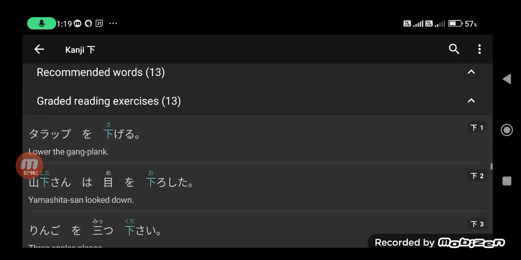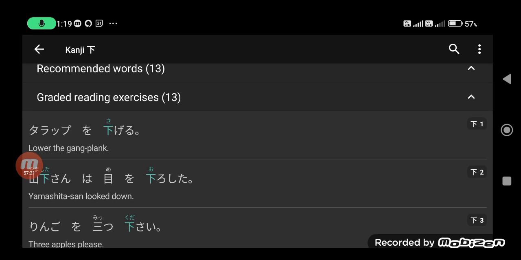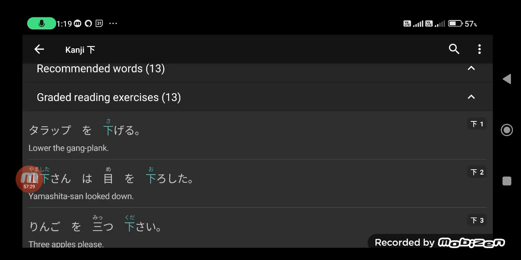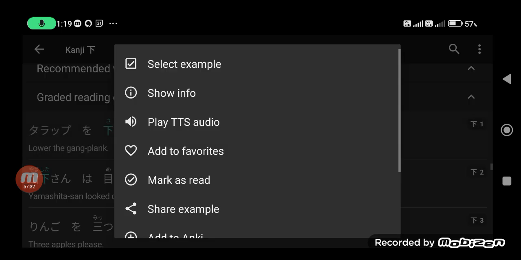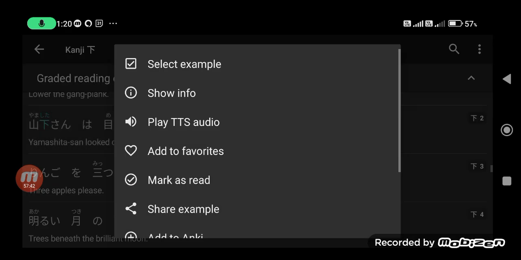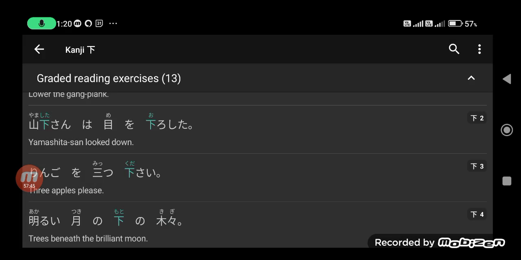So some sentences. Tarappu wo sageru. Lower the gangplank. タラップを下げる. Yamashita-san wa me wo oroshita. Yamashita-san looked down. 山下さんは目を下ろした.